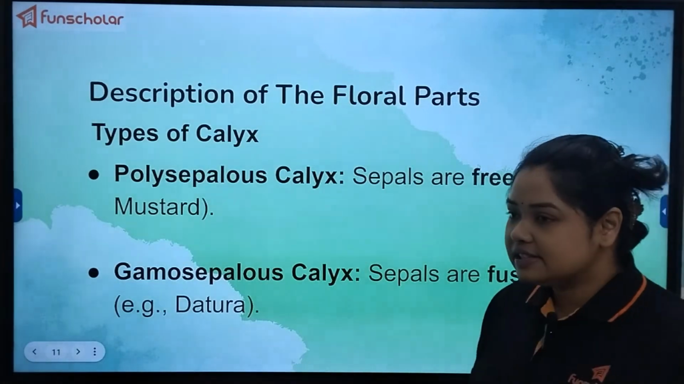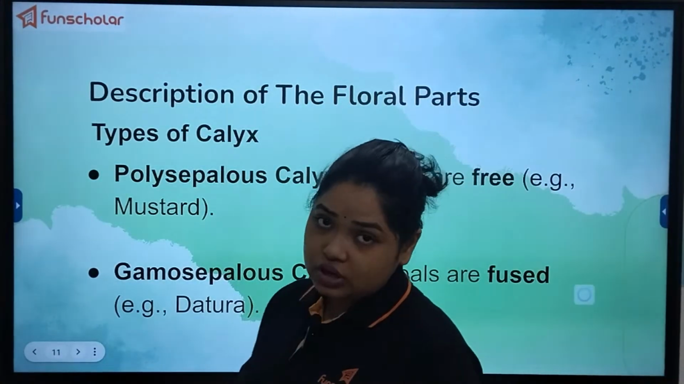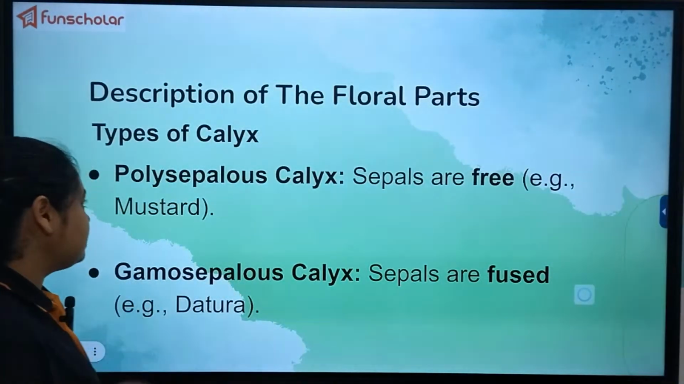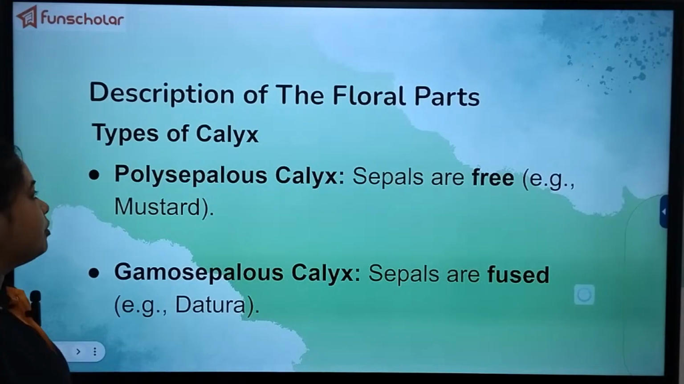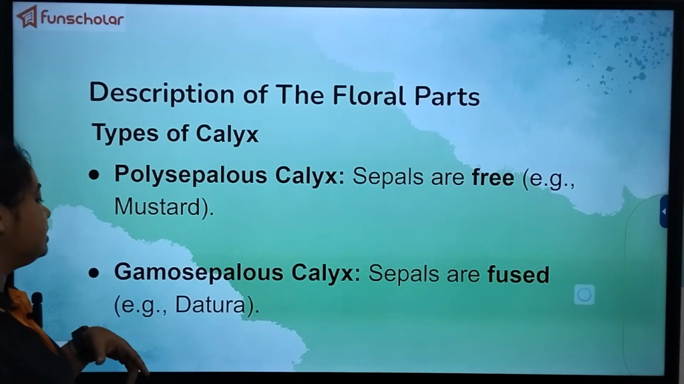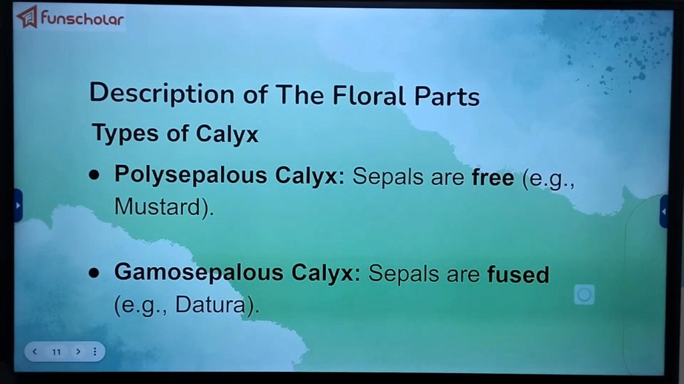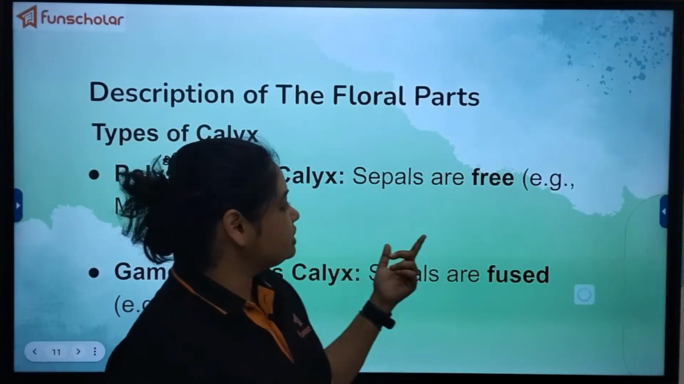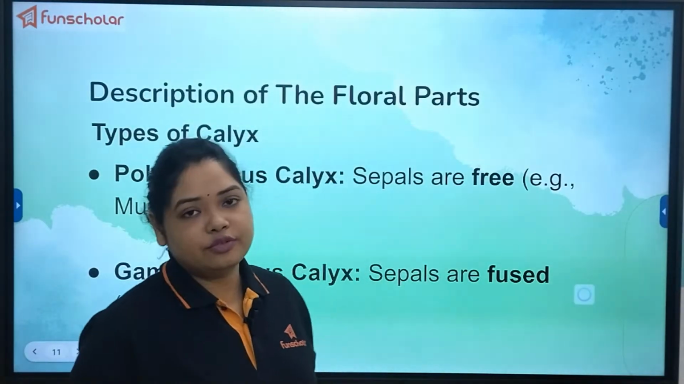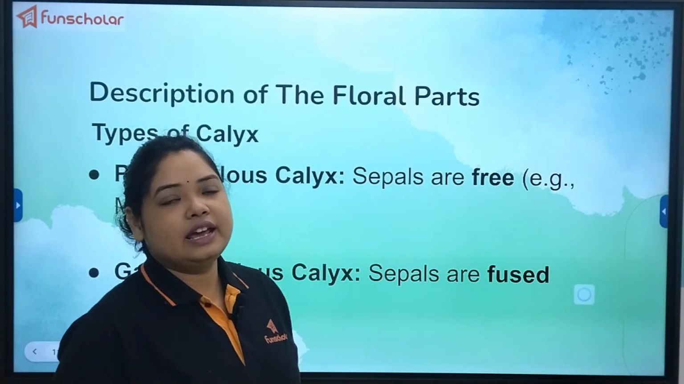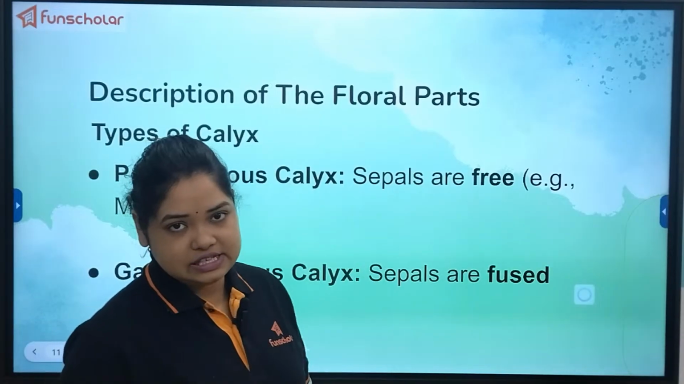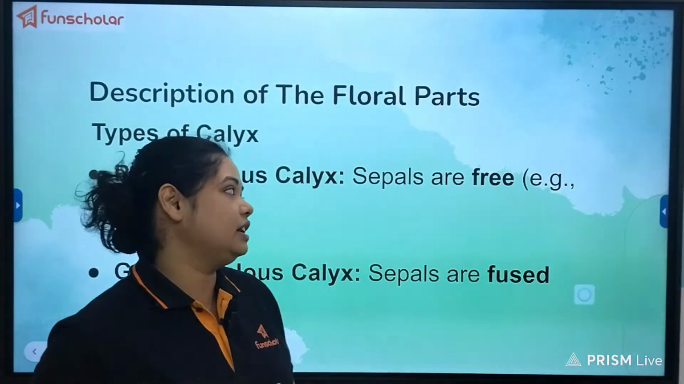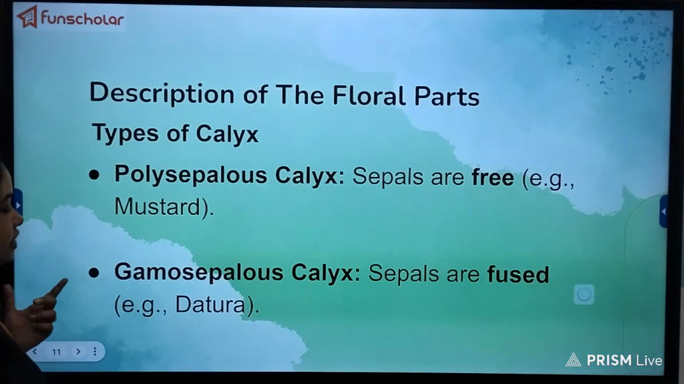Now calyx means the outermost whorl, which contains the individual parts known as the sepals. The type of calyx can be either polysepalous or gamosepalous. Polysepalous means in which sepals are free. They are free from each other and they have an individual identity. That means you can identify each sepal separately. Example, the mustard flower.